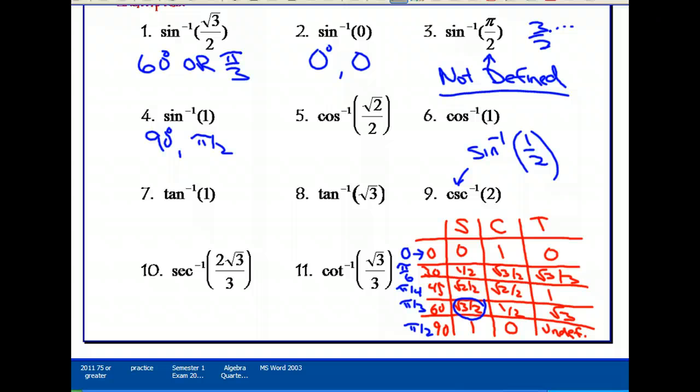Where's the sine of half? At pi 6, or 30 degrees. One of those two. All right, do these other two.